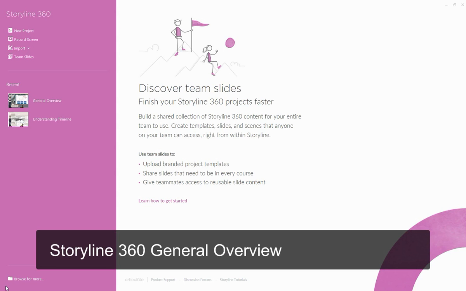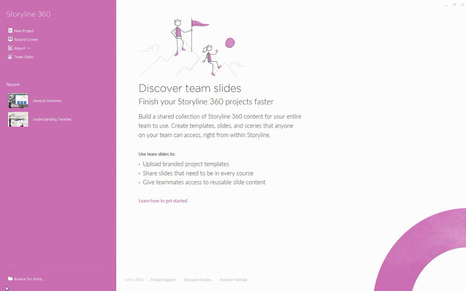In this video, we're going to give a general overview of Storyline 360. The screen right now is the home screen, and on this screen, we can do several different things. We can start a new project. We can do a screen recording. We can import, not the least of which are PowerPoint slides. And we'll talk a little bit more about that in another video.